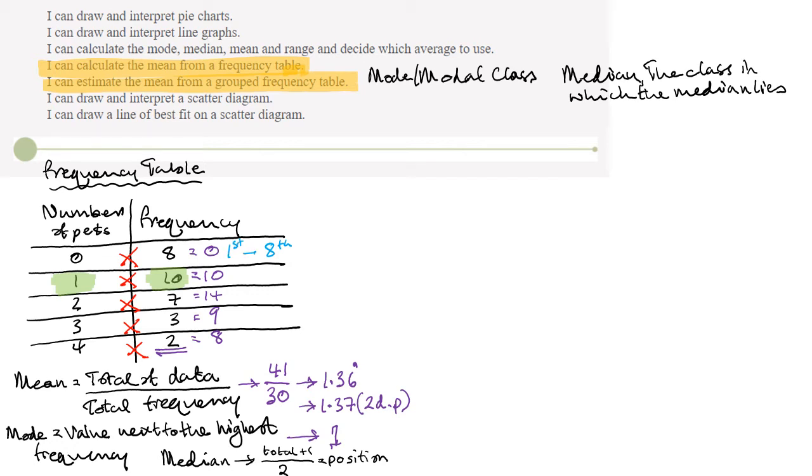Okay, how about the next group? Well, I've got 10 in that, but I'm going from the 8th number, and then I've got 10 more, so I'm going to the 18th number. So this group goes from the 9th to the 18th number, the 9th, because that comes after the 8th. So I did 10 plus 8 to get 18. Now I'll add 7 to 18 to get 25. So this goes from the 19th number up to the 25th number. 25 plus 3 is 28.